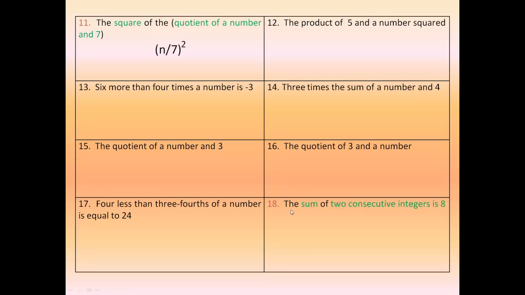Okay, here's another good example. The sum of two consecutive integers is 8. So let's think about an example of two consecutive integers. We have 2. The next consecutive integer would be 2 plus 1, which is 3. So if our first consecutive integer is x, then the next consecutive integer will be x plus 1. What do we need to do with those two consecutive integers? Well, we need to find the sum. So we're going to add together our consecutive integers, and then the answer is 8.